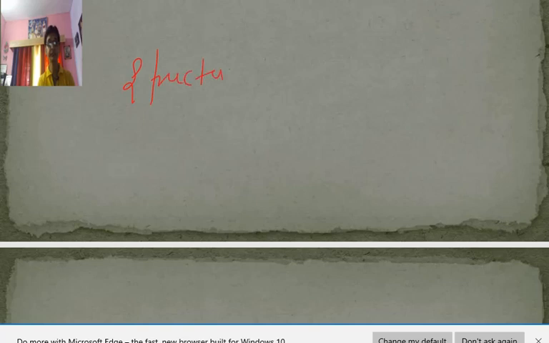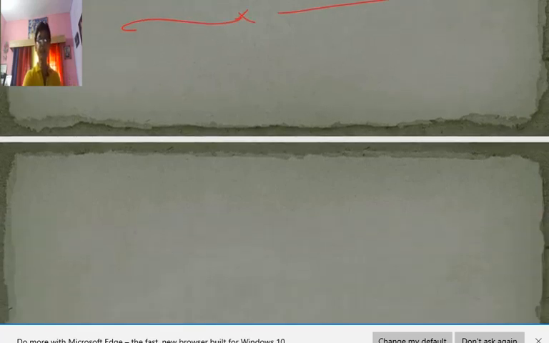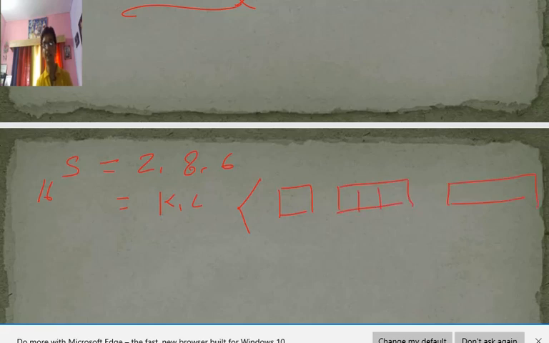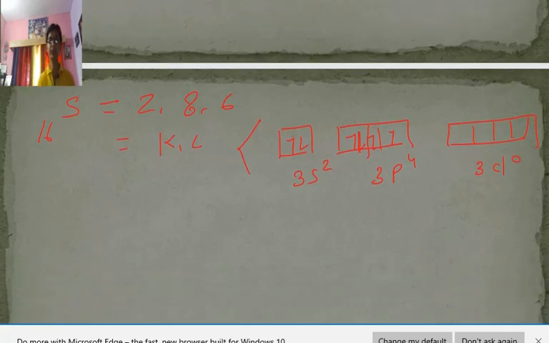Structure of sulfur dioxide. The atomic number of sulfur is 16: 2, 8, 6. The outer shell is the third, with K, L and the outer shell, s, p and d, that is 3s, 3p and 3d. s carries 2 electrons and p carries 4 electrons: s2, p4, d0. The total unpaired electrons in the ground state are only 2, so the oxidation state is plus 2.